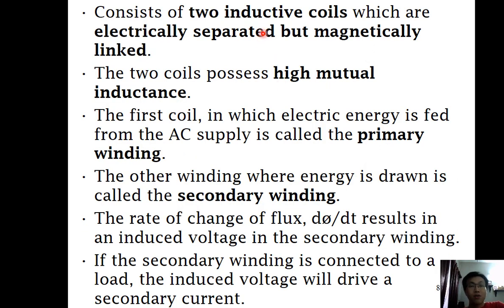It consists of two inductive coils which are electrically separated but magnetically linked. The two coils possess high mutual inductance. The first coil, in which electrical energy is fed from the AC supply, is called the primary winding. The other winding, where energy is drawn, is called the secondary winding. The rate of change of flux results in an induced voltage in the secondary winding. If the secondary winding is connected to a load, the induced voltage will drive a secondary current.